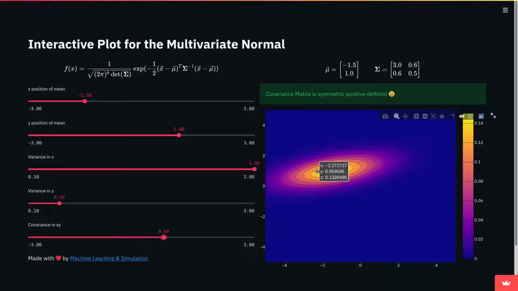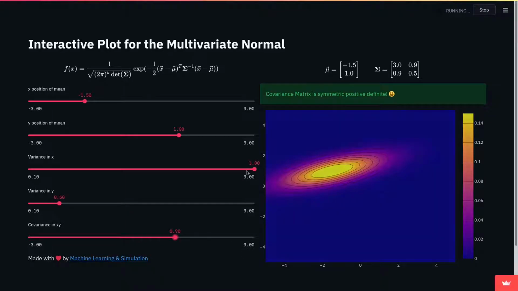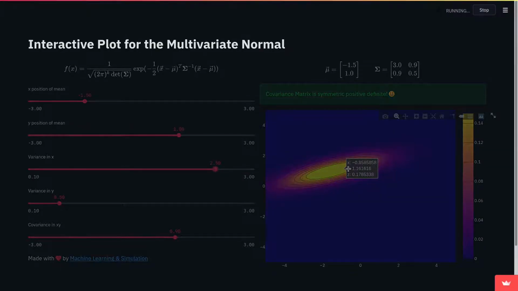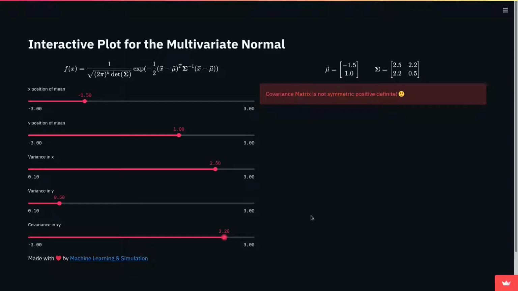Positive covariance means that we rotate mathematically positive, which would be counterclockwise. Negative covariance would mean we rotate mathematically negative, which would be clockwise. And we can also put in more covariance, like this, and maybe also reduce our variance a little bit in order to make our plot a little bit more narrow, and then increase the covariance even further.